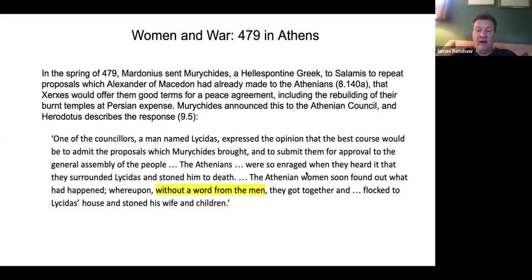The Athenians were so enraged when they heard it that they surrounded Lycidas and stoned him to death. So even the thought of it brings out this incredibly violent response. But then Herodotus goes on to say, the Athenian women soon find out what had happened, whereupon, without a word from the men, and I think that's interesting, there's no encouragement, this is of their own volition, they got together and flocked to Lycidas's house and stoned his wife and children.